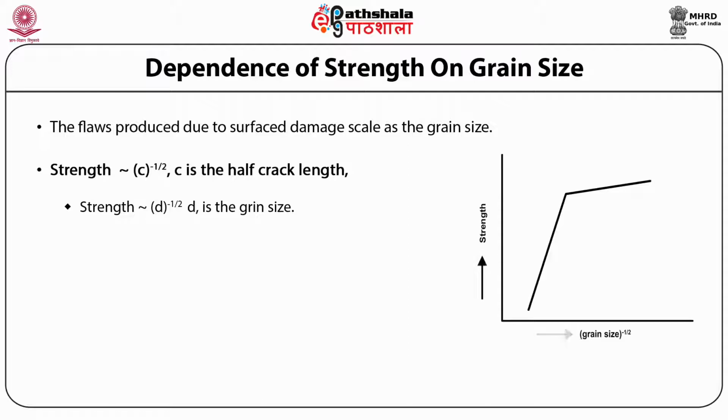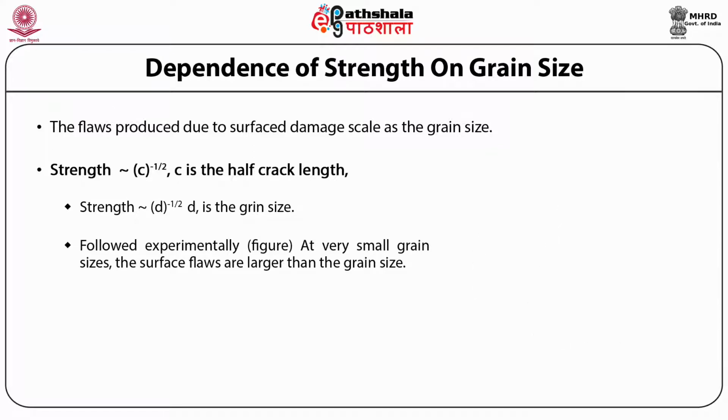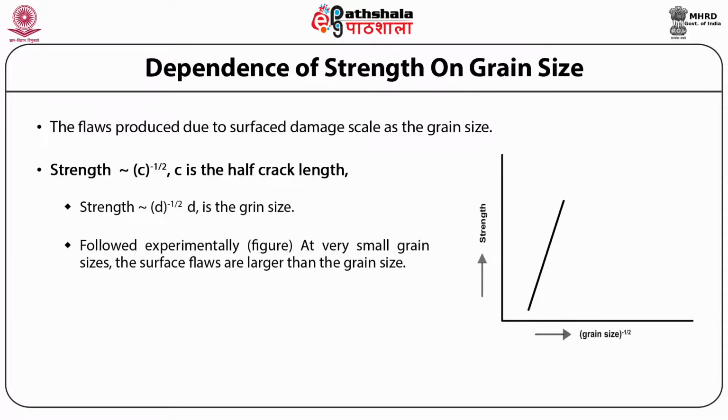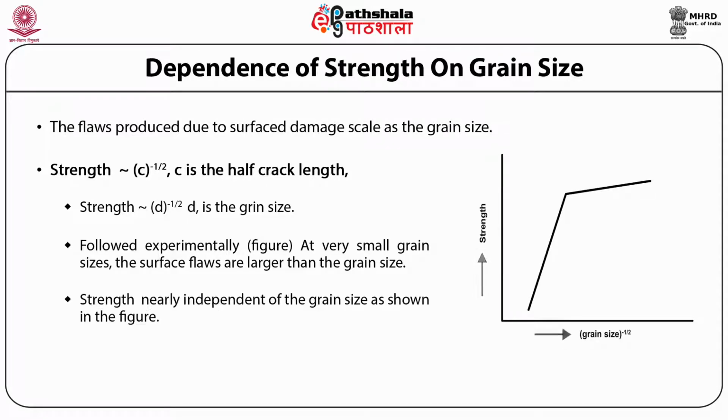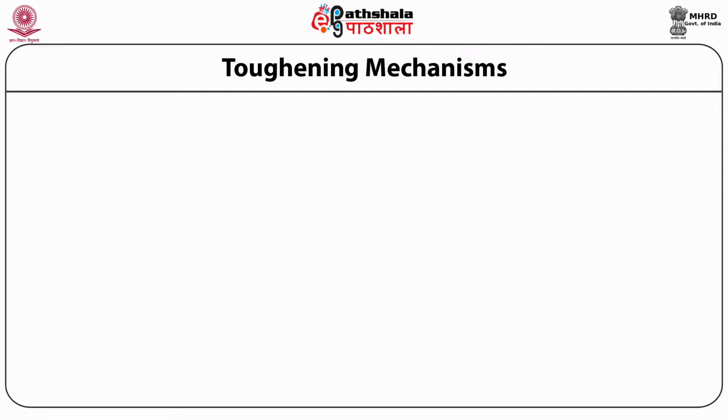The figure over here shows schematically the change in the strength with the grain size. At a very small grain size, the surface flaws are larger than the grain size to start with, and so the strength becomes nearly independent of the grain size as shown in this figure.